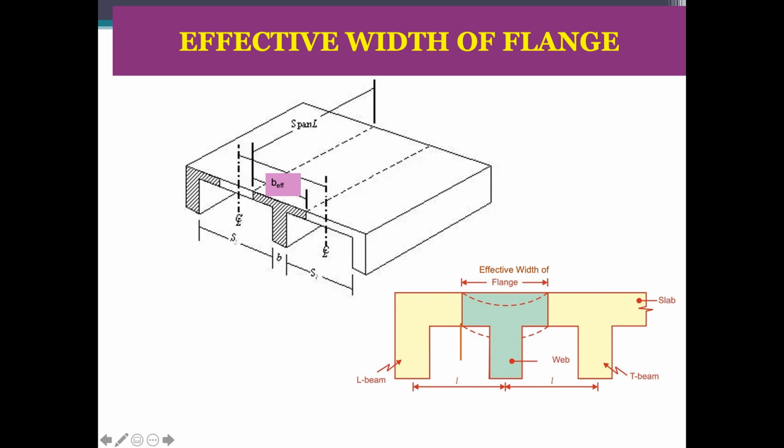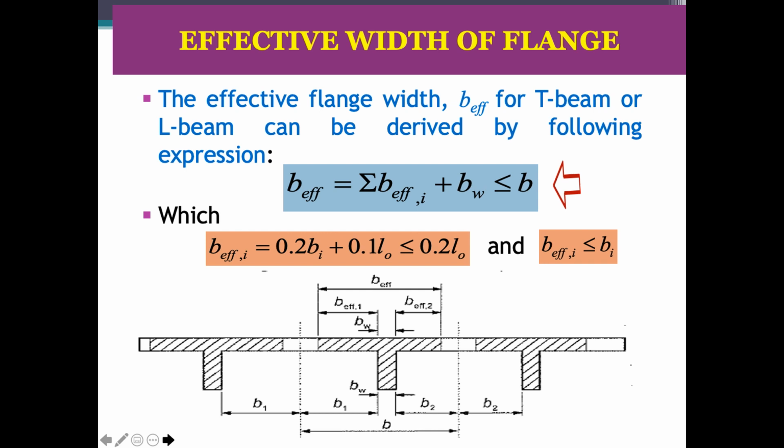The effective width of the T-beam or L-beam can be derived by using the equation that B effective is equal to the total of B effective left and right of the beam plus BW, as can be seen in the equation, but it must be less than actual B. What is actual B? Actual B is the actual distance between the two spans of slab, left and right. Let's look at the figure.